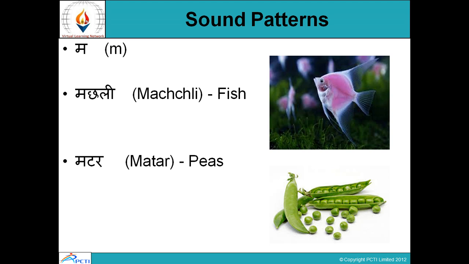Matar. Peas. You have seen these green vegetables, small, round, spherical in shape, coming in buds like this. A tasty vegetable. So you must have eaten it. They call it matar. Peas are matar.